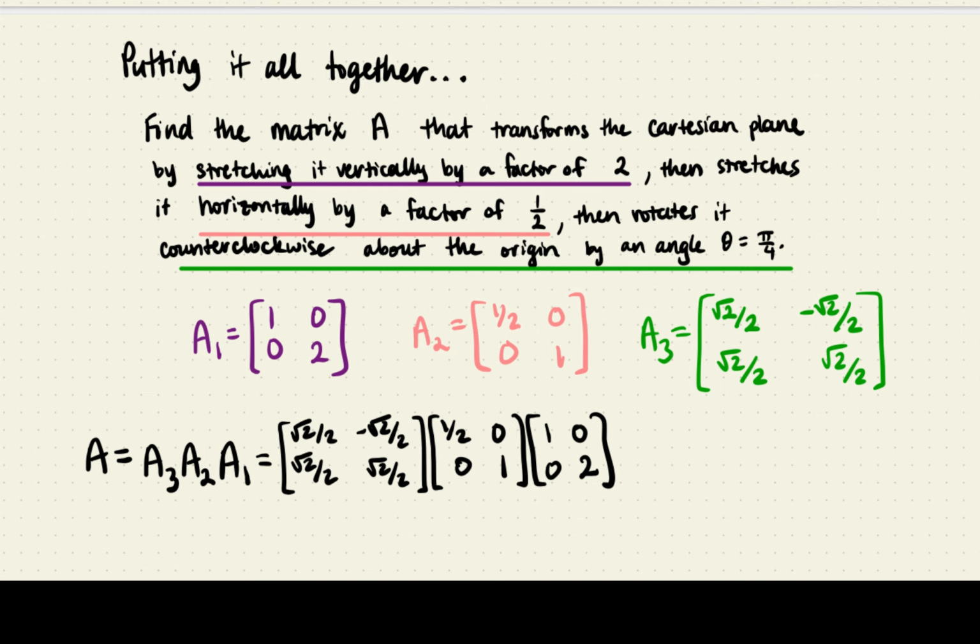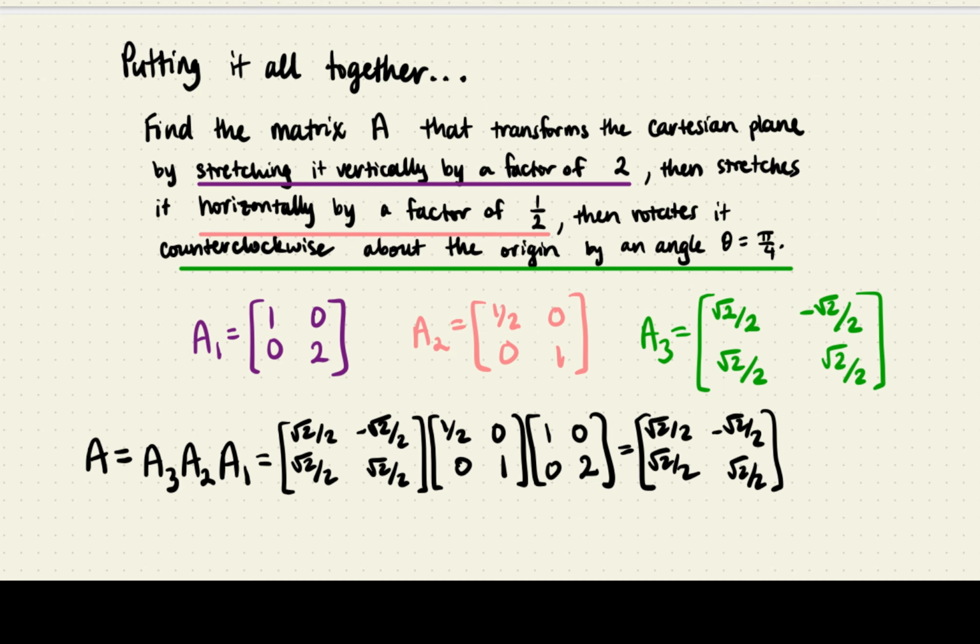Now we're just going to multiply all these matrices together. You could multiply these two first, and then multiply this one. You could multiply these first, and then this one. I'm going to multiply A1 and A2 first, and then I'll multiply A3 next to it. So I'm going to leave A3 alone for now.